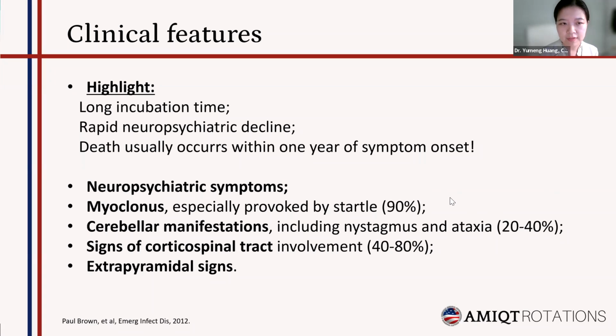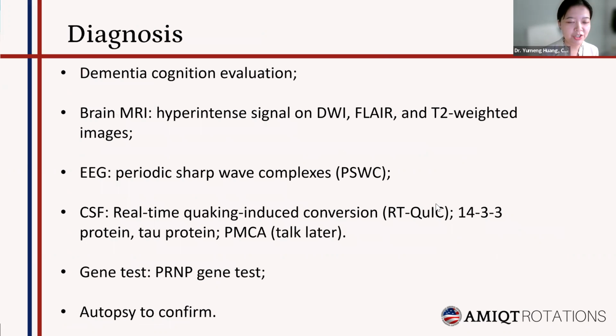The early signs usually show impaired concentration, memory, and judgment, and patients can also have deficits involving higher cortical function. Classically, the majority of patients have myoclonus, especially provoked by startle. Some patients can also present with cerebellar manifestations, and signs of corticospinal tract involvement and extrapyramidal signs, as we can see here in our patient.